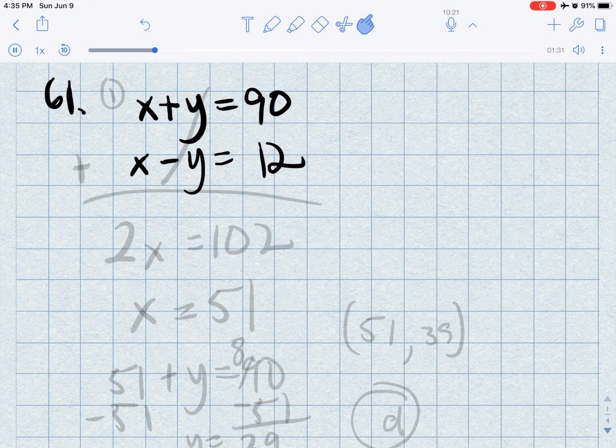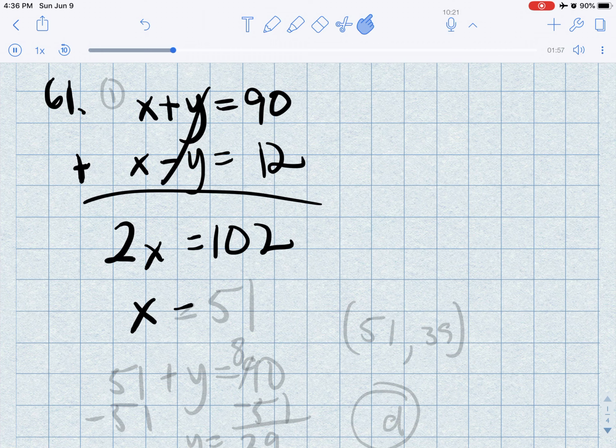So x has got to be, there's many ways you could do this. Maybe because of the way this test is written, we should just eliminate. So if I said 2x, because I'm summing vertically, this is a zero pair, so it cancels. And now I have what? 102. 2x is 102. Divide both sides by 2. X equals what? 51. Right? Now that I know x, I can go back and get y.